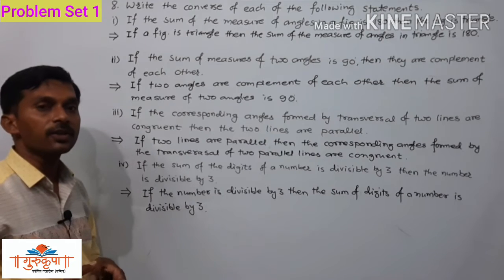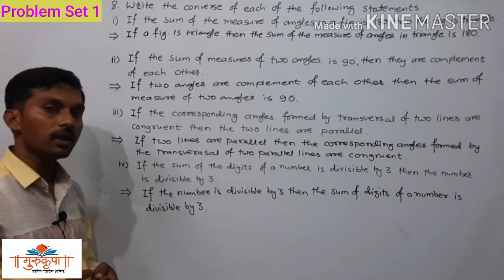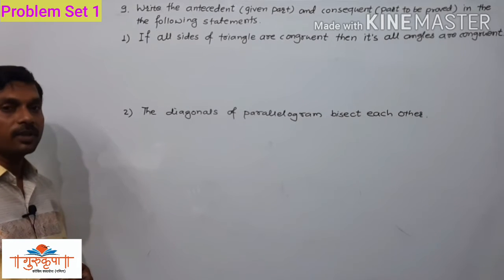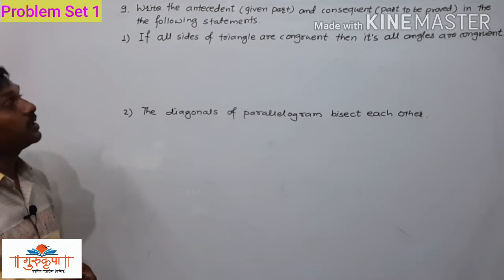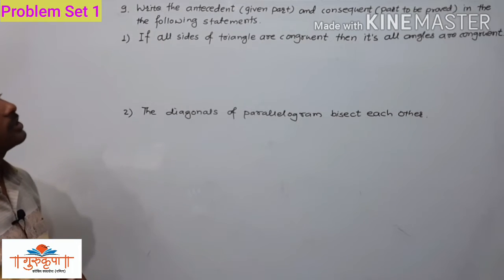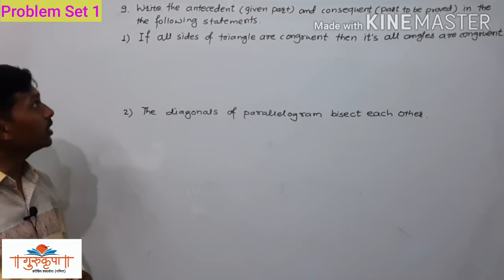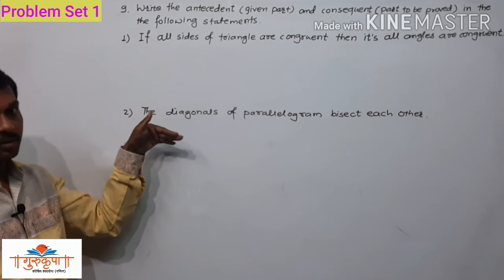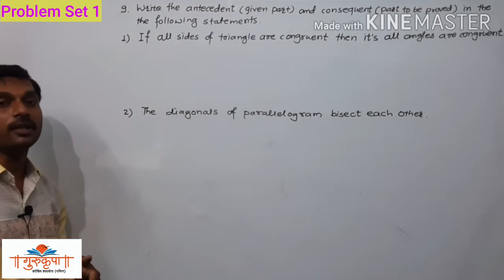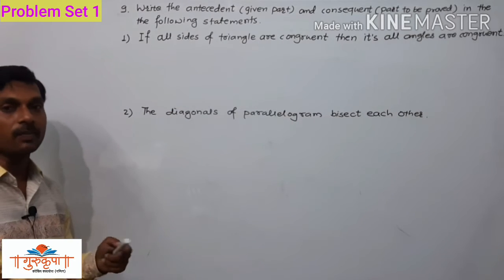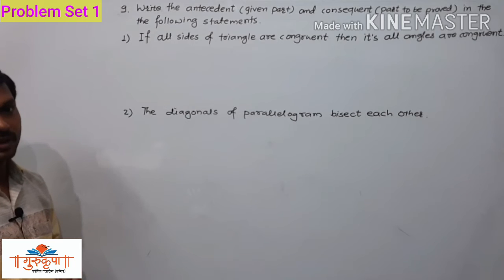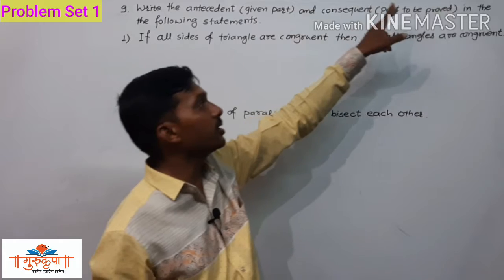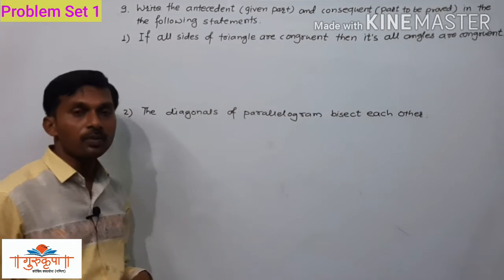Now we will take the next question, that is question number 9. Example number 9 from problem set 1. The question is, write the antecedent, that is the given part, and the consequent, that is the part to be proved, in the following statements. We have given the statements and we have to write the antecedent and consequent separately for each statement. Antecedent is the given information, and consequent is nothing but the part to be proved.